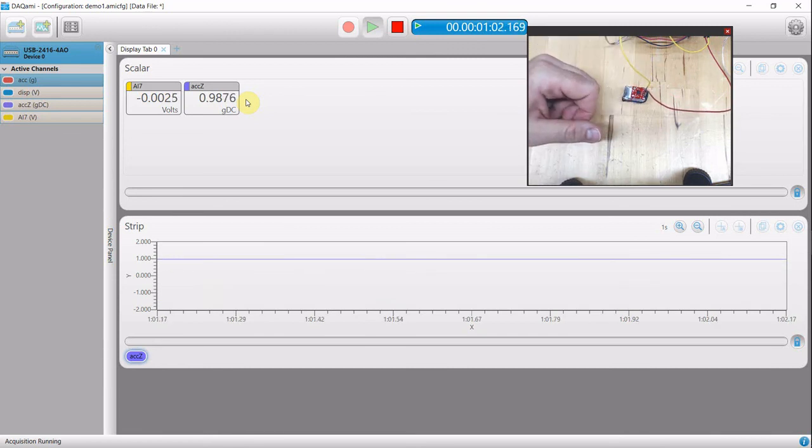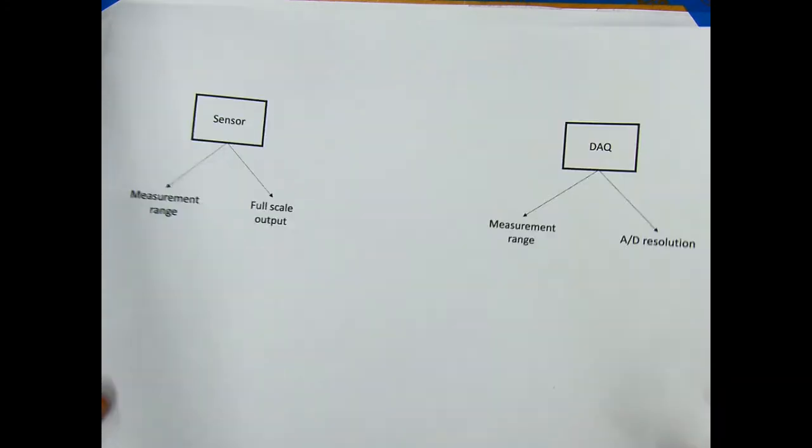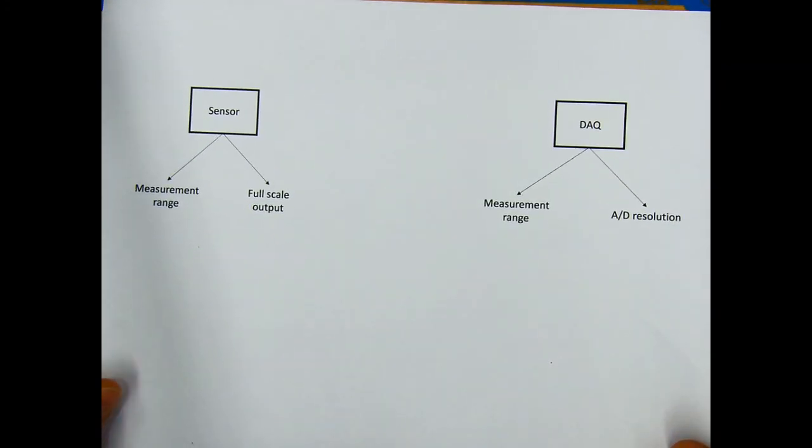So you can do this for any sensor that you use, and it's a good idea to do so. Obviously, you cannot check this with every sensor that you have, but the ones that you do, it's a good idea to verify your data. Next, let's talk about what happens when you connect your sensor to the data acquisition hardware.